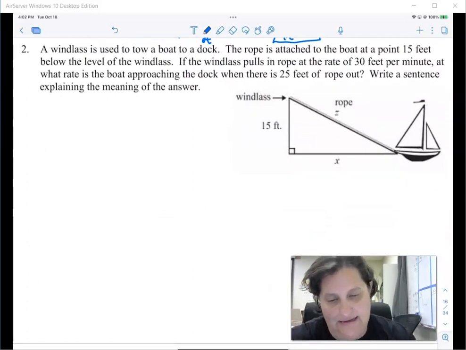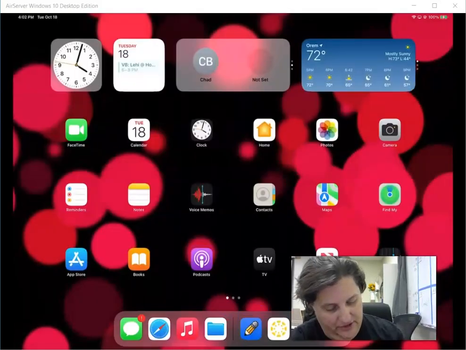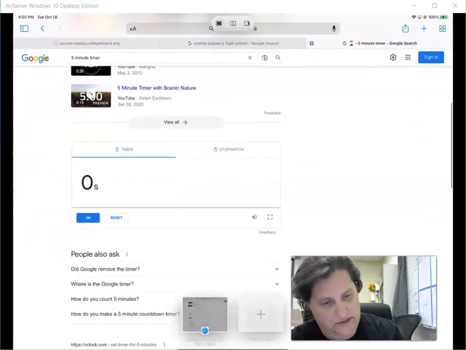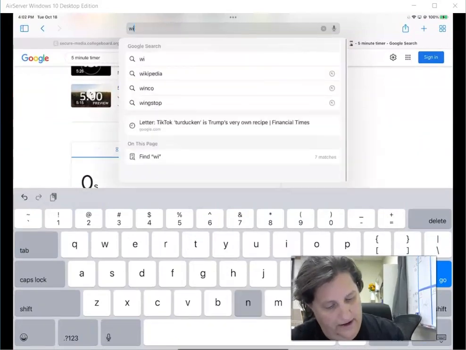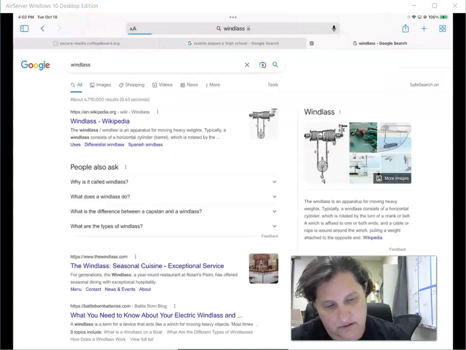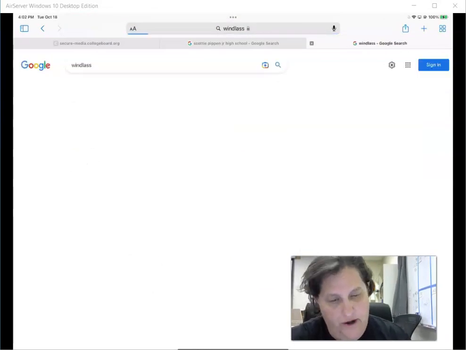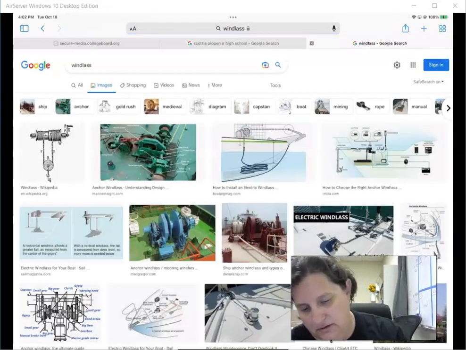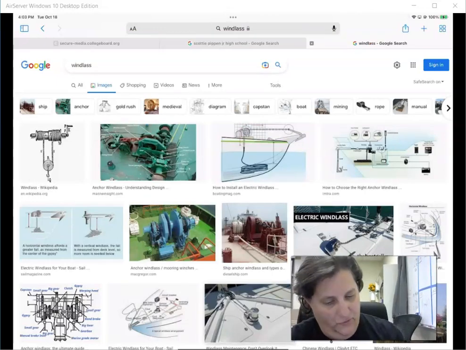A windlass is used to tow a boat to a dock. What the heck is a windlass? Does anybody know what a windlass is? I'm looking it up, guys, because this is what I do. Windlass. Huh, it's like a winch, right? That's a windlass. Okay, whatever.